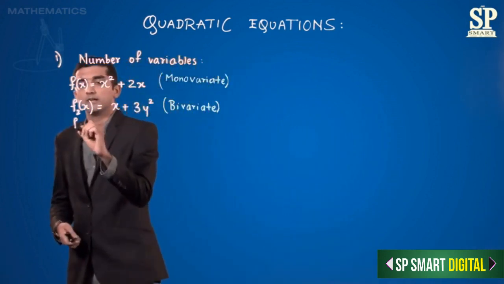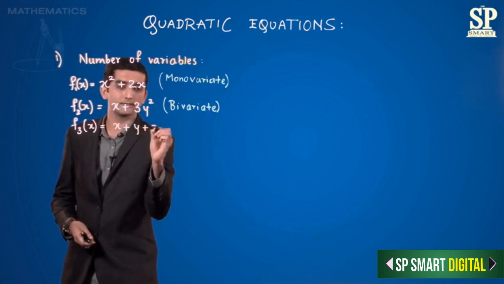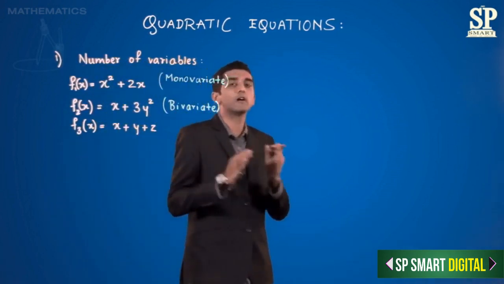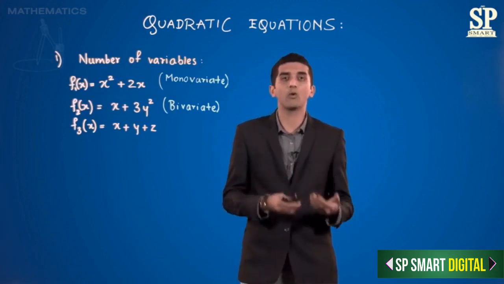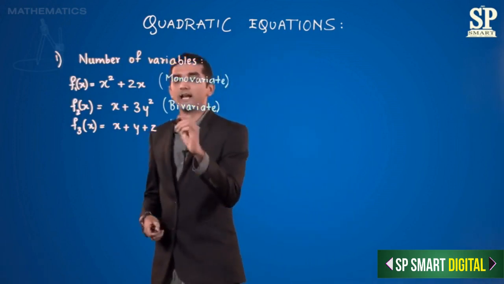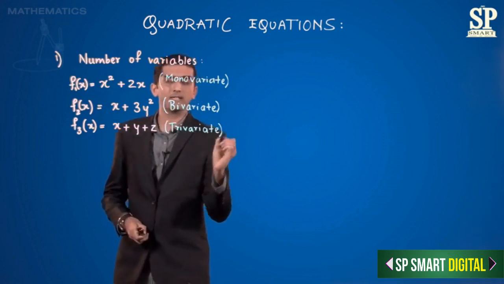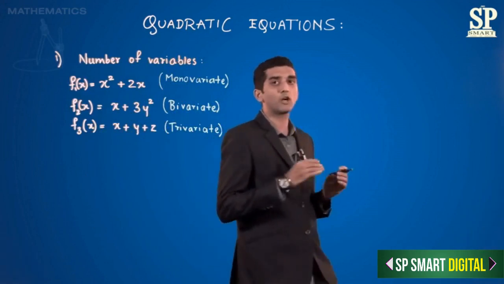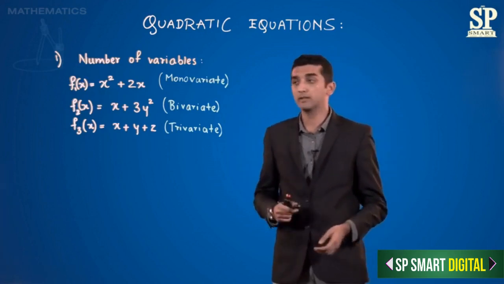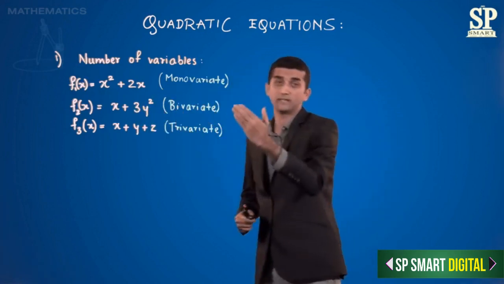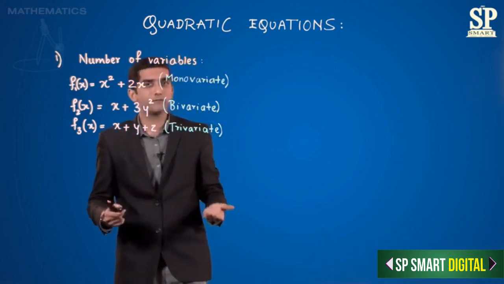Now just to enhance on this, if I write x plus y plus z, the most simplistic of a trivariate polynomial, because now there are three variables x, y and z. So this becomes a trivariate polynomial. So this is the first kind of classification, the classification of polynomials according to the number of variables. If the number of variables is 1, it is a monovariate polynomial. If the number of variables is 2, it is a bivariate polynomial. And if the number of variables is 3, then it becomes a trivariate polynomial.